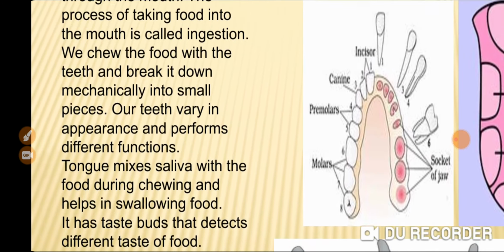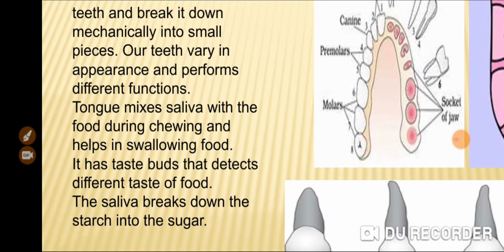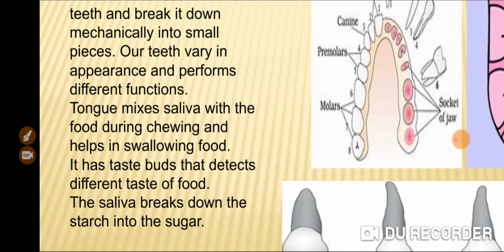Now let us talk about the tongue. The tongue mixes saliva with the food during chewing and helps in swallowing food. Saliva comes from the salivary glands situated on both sides of the buccal cavity. The tongue has taste buds that detect different tastes of food. The saliva breaks down starch into sugar.